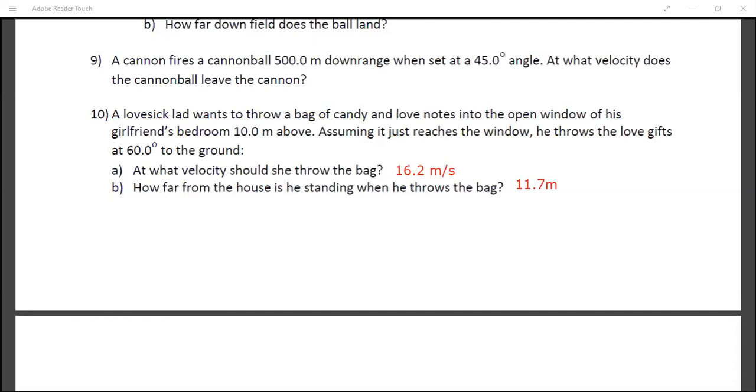Yeah, Bhavish? Sir, can you please explain the first part, sir? First part, it is just said that the window is 10 meters above the ground and the gift is going to reach the window. Means whatever velocity it is thrown with, it is just going to reach the window. That is the maximum height the gift has to reach. So maximum height h will be taken as 10 meter. U value you need to find. Theta value is given. So h is equal to u square sine square theta by 2g. Once you apply that, you get the value of u as 16.2 meter per second. Around 16 you will get, depending upon the g value you take.